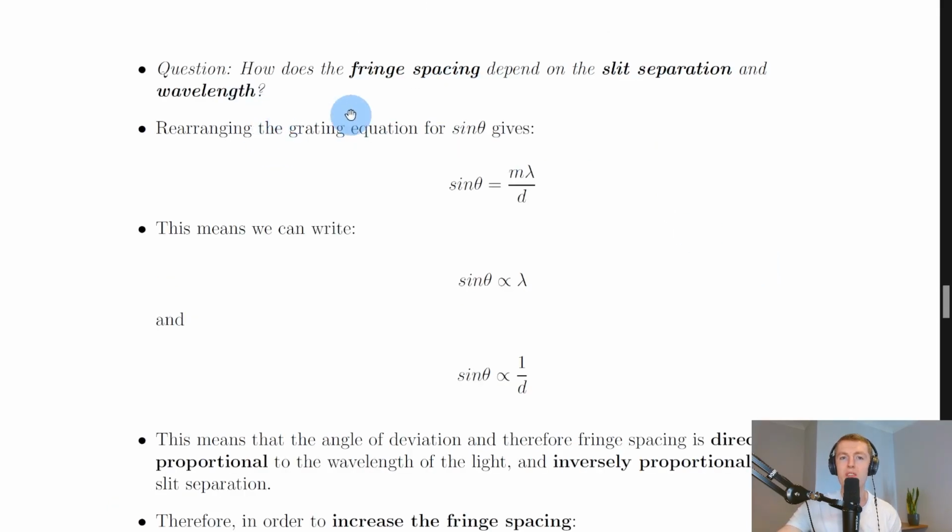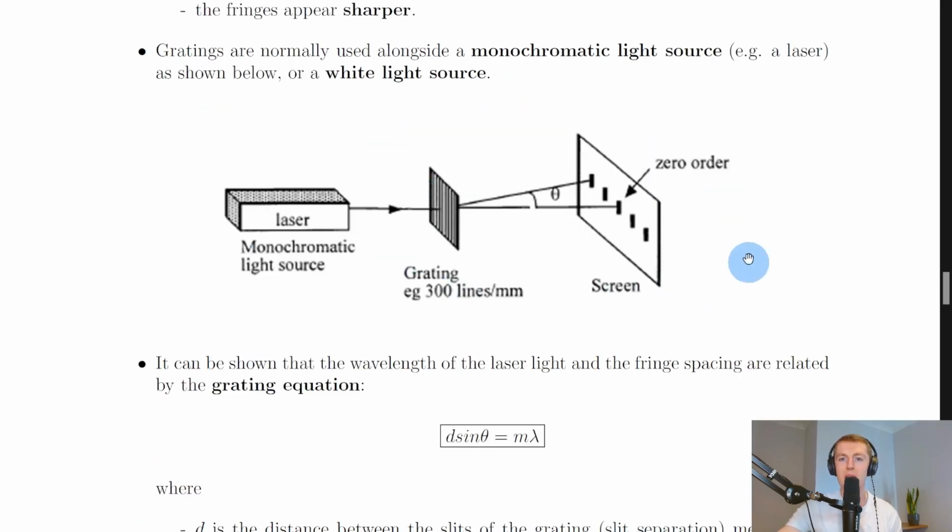Moving on, we have a question to think about. It says, how does the fringe spacing depend on the slit separation and the wavelength? Well, we've got an equation, d sine theta equals m lambda, where we've got slit separation and we've got wavelength. But it's maybe not obvious that we have fringe spacing involved in the equation. But we'll look back at the picture here to help you understand how we do actually have something in the equation which tells us about fringe spacing.